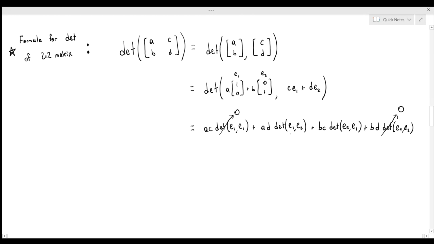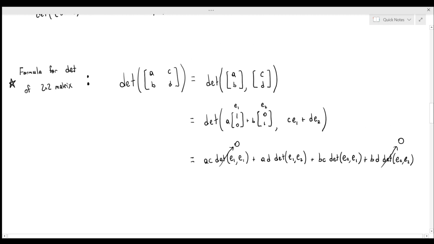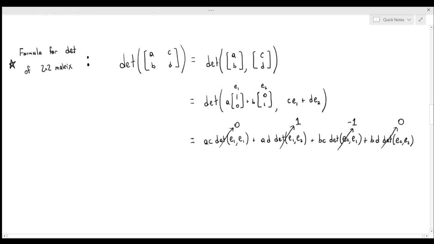Now, we mentioned how the determinant of E1 and E2 is the determinant of an identity matrix. So we talked about how the determinant of an identity is equal to 1. And then finally, for this one over here, because this one is E1, E2, but swapped, the first property we talked about is that when you swap the two vectors, that changes the sign. So instead of +1, this one's going to equal -1.